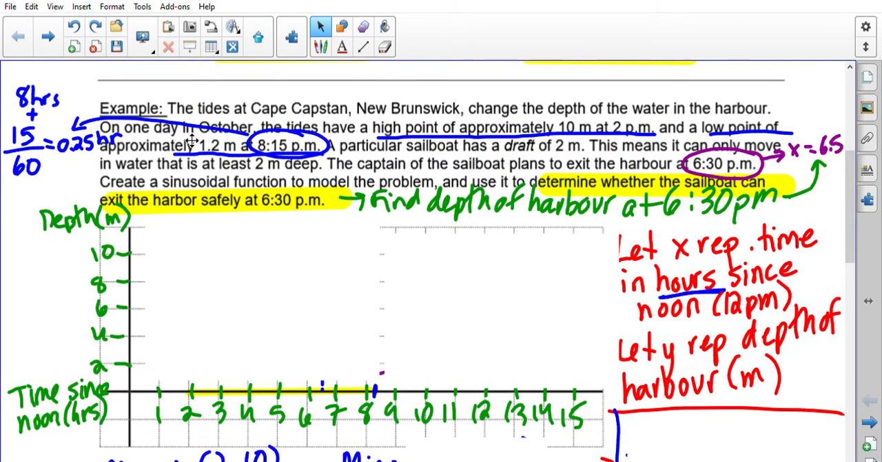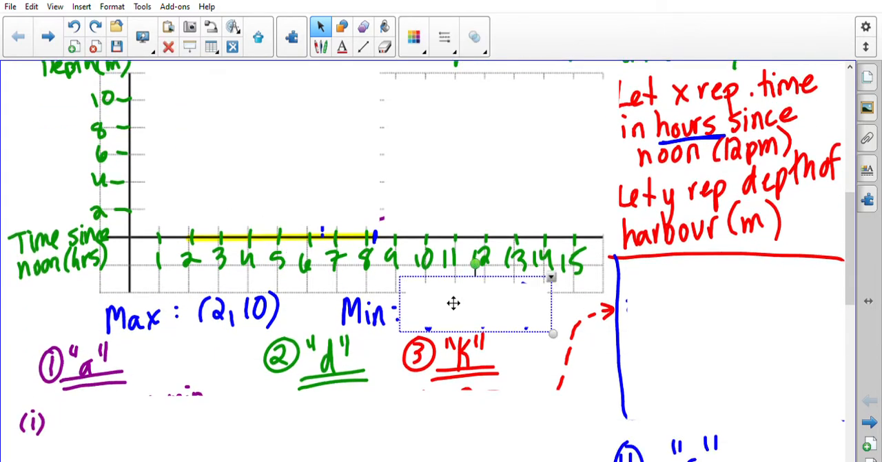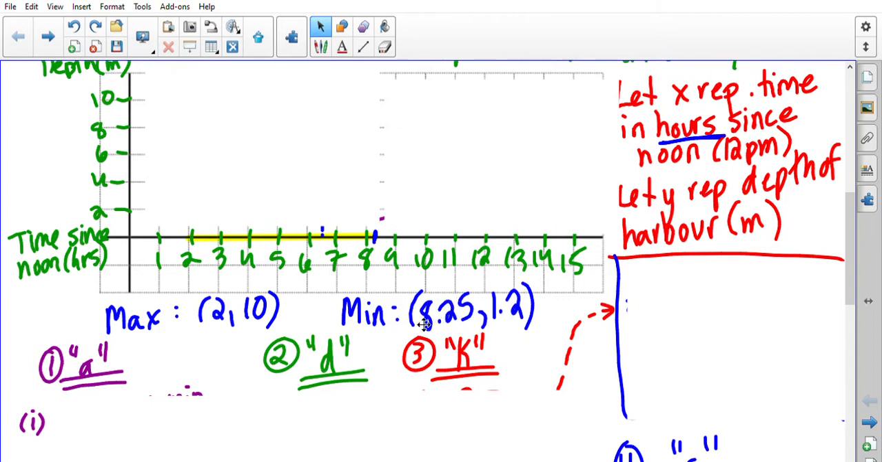It says our minimum is 1.2 meters at 8:15 p.m. So we have to determine how many hours past noon is 8:15. So I have at the side here, well, we know it's for sure 8 full hours, but now we need to figure out how much of an hour is those 15 minutes. So you're going to do 15 divided by 60, so that represents 0.25 of an hour. So together, 8 plus 0.25 means that our minimum coordinate is 8.25, comma 1.2.